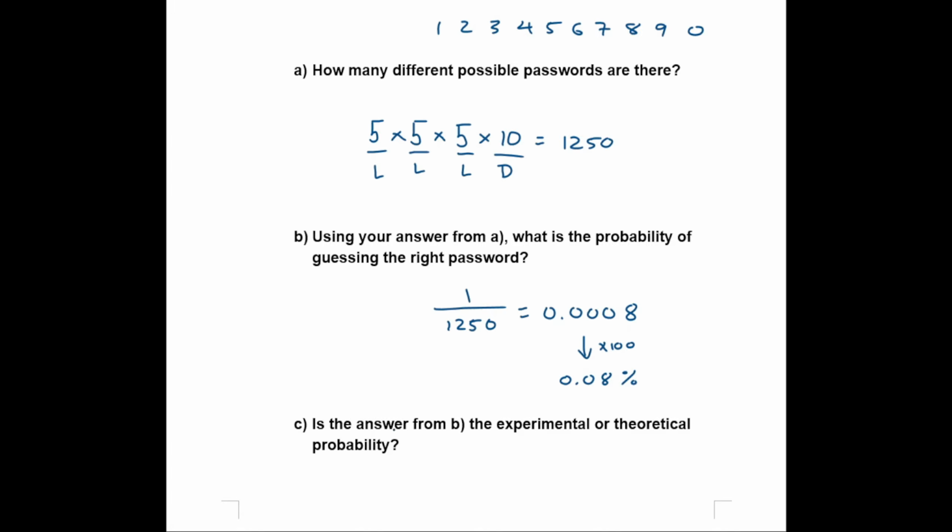Now, question C, is the answer from B the experimental or theoretical probability? So remember, experimental means we've done the experiment, we've tried it out ourselves, and we're looking back at the data. Whereas theoretical probability is we're just doing this on paper. So the question you should ask yourself is, did someone go to my laptop and spam a bunch of passwords like 1,250 times before they got it right? No, they didn't try the experiment. They didn't go to my laptop and try in a bunch of passwords. So this is theoretical probability. Okay.